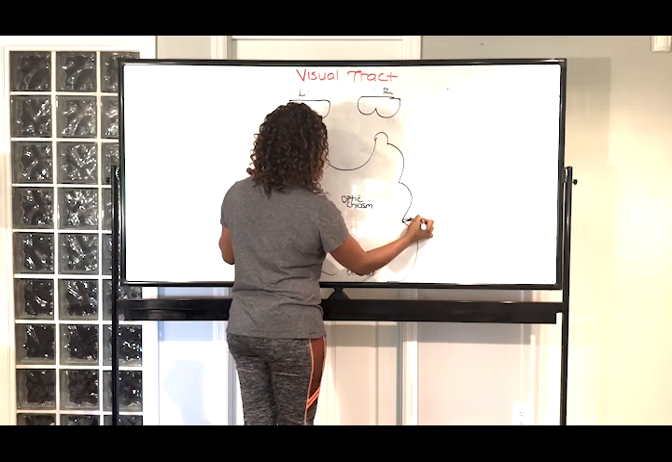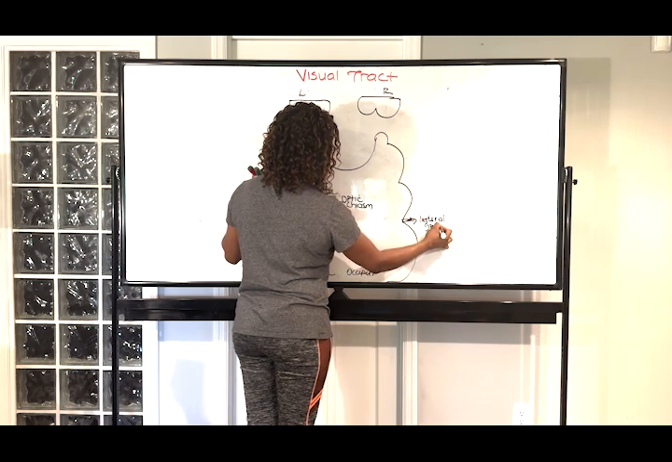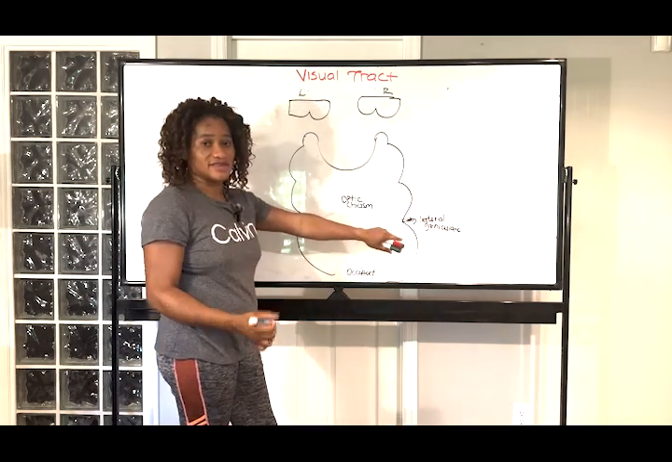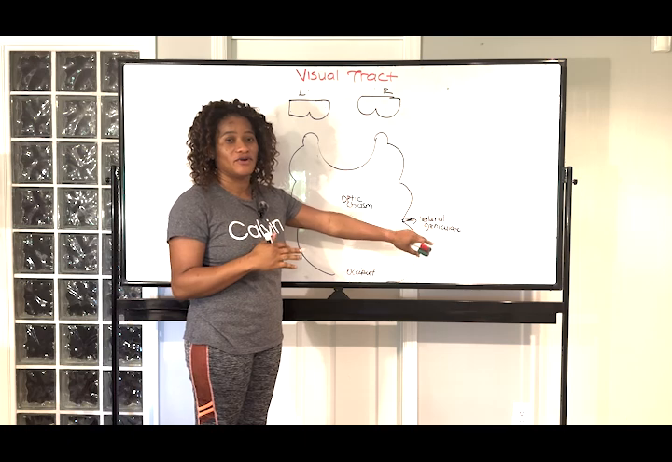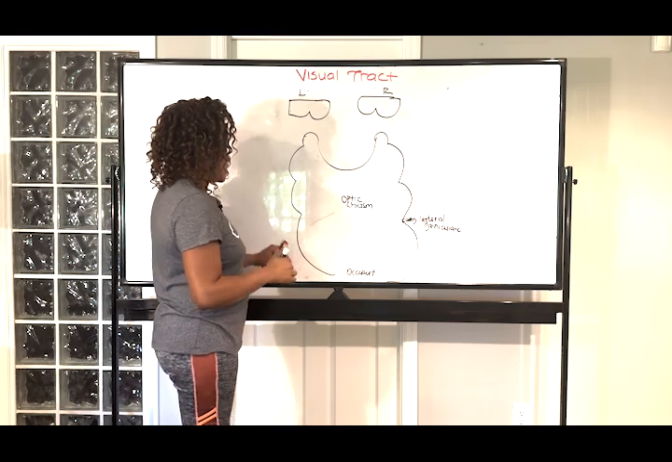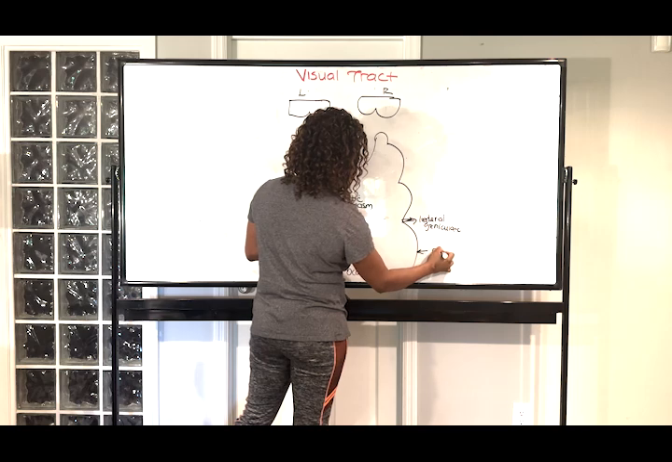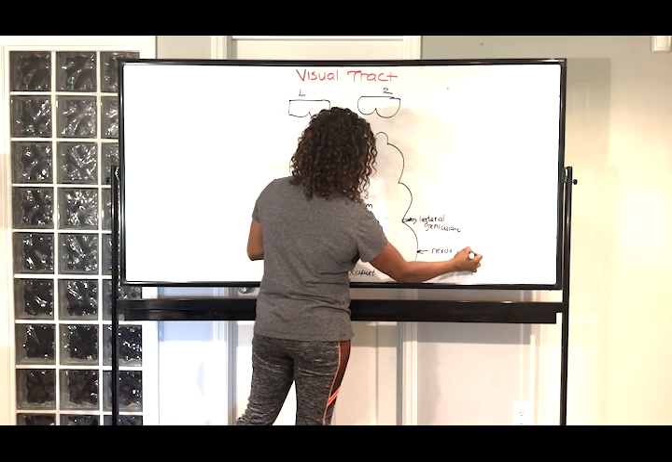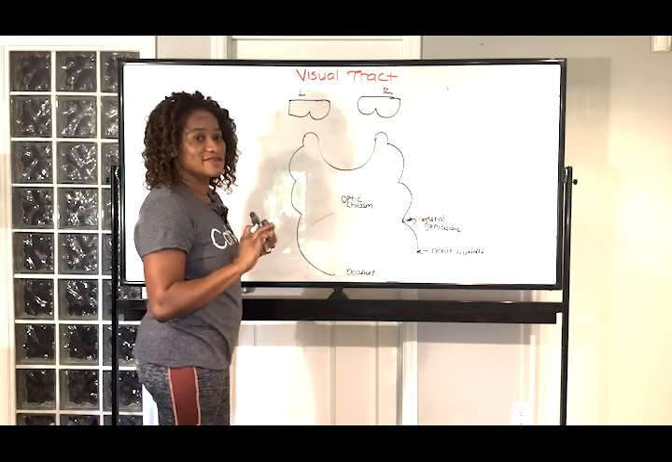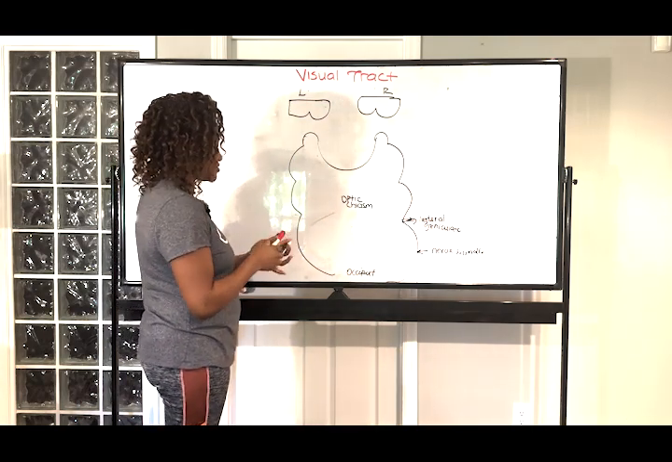Here, this is called the lateral geniculate. The lateral geniculate is actually located in the thalamus. The thalamus is the relay center for all sensory information but smell. And here we have the nerve bundle. So very oversimplified, just so that we know how this works.